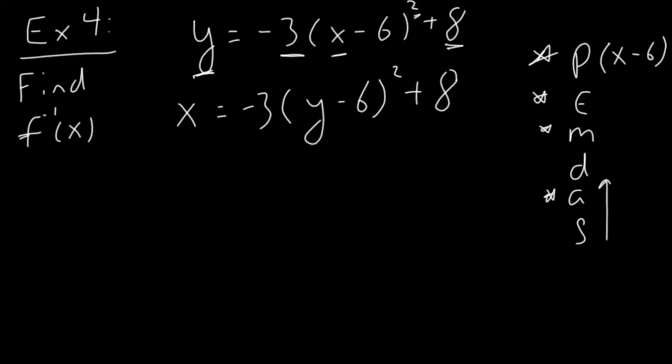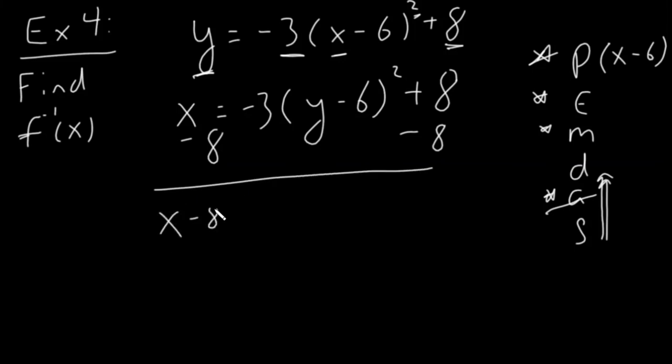Now, looking at the operations that we've started, we know that working from the bottom up, the first thing we have to get rid of is this addition. What is the opposite of plus 8? Well, minus 8, and minus 8 again. So when we write this next line, we write x minus 8 equals negative 3 parentheses y minus 6 squared. Looking back at our PEMDAS mnemonic, we know the next thing to get rid of is this multiplication. And kind of like in example 3, to get rid of that we have to divide by negative 3.